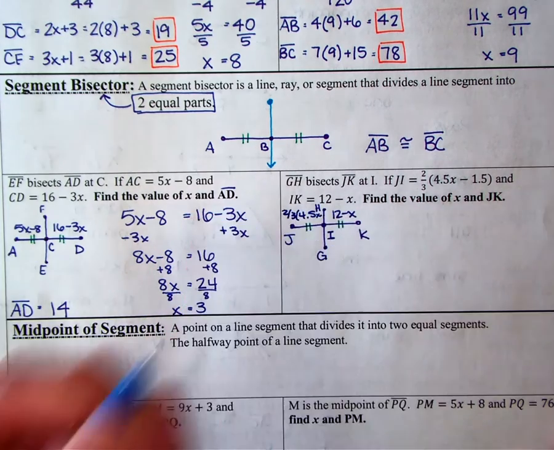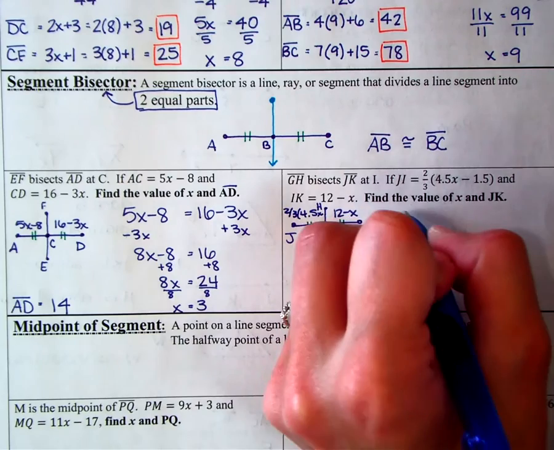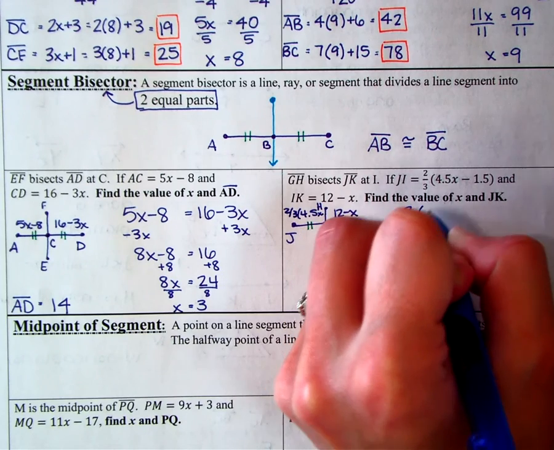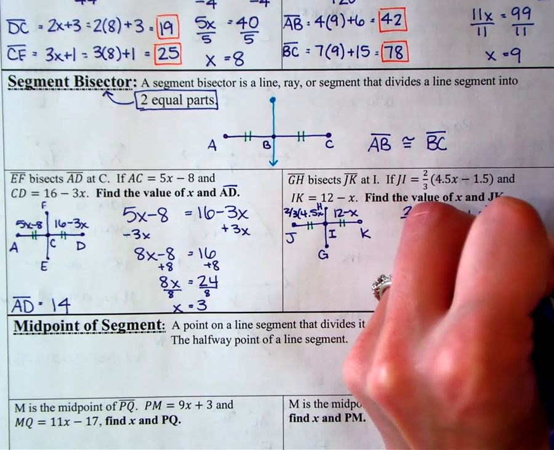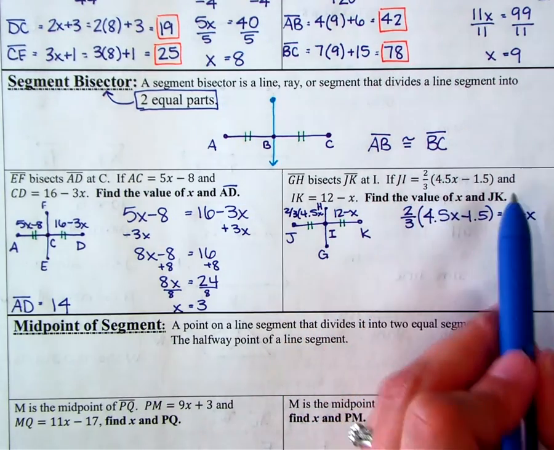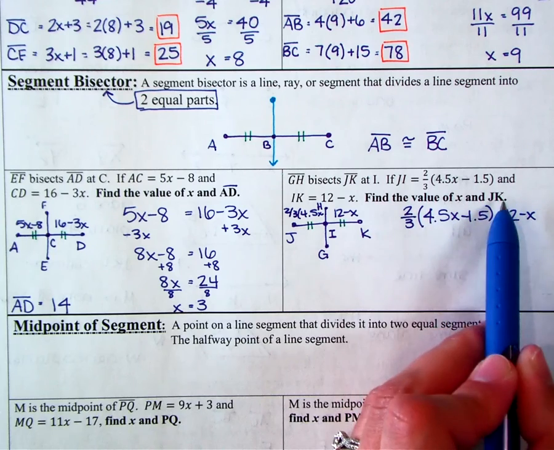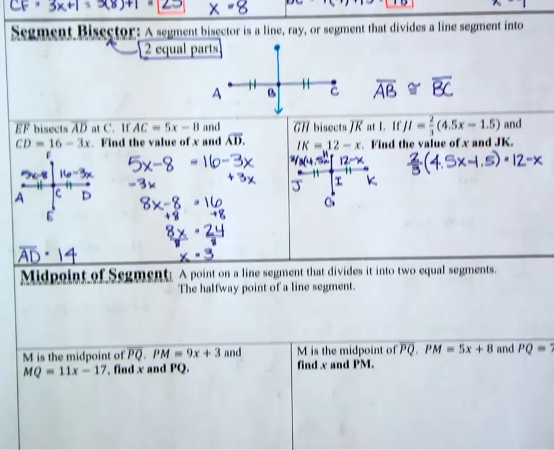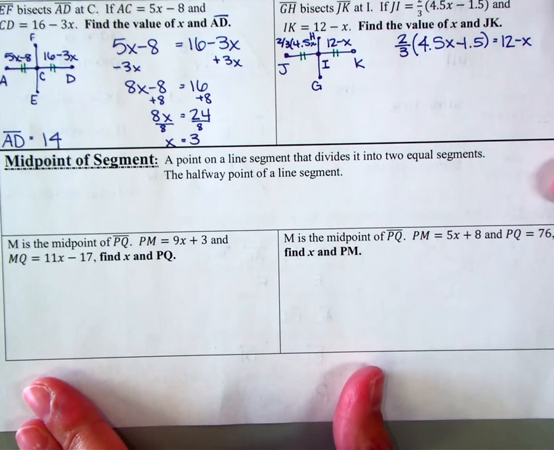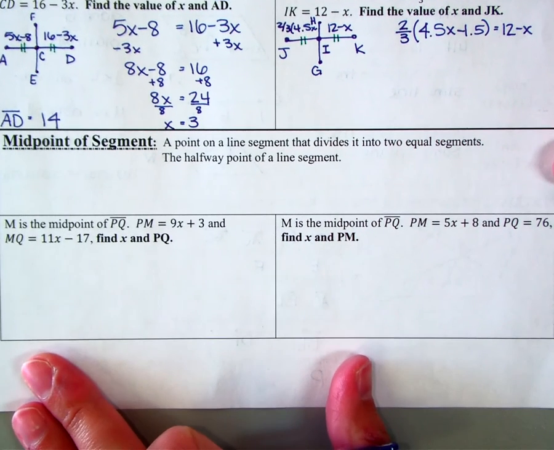I ran out of room. So we know in order to solve them, we would set them equal to each other. All we're going to do on this one is set it up, knowing that we would solve, find x, and then plug it back in to get JK. If you need help, let me know, and then we can work it out from there. But just for time, we're just going to set it up.